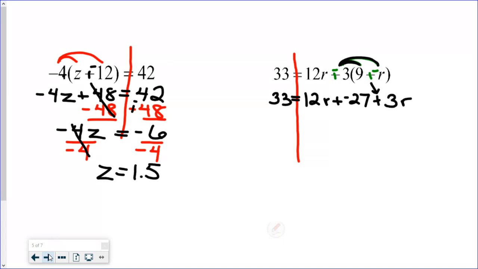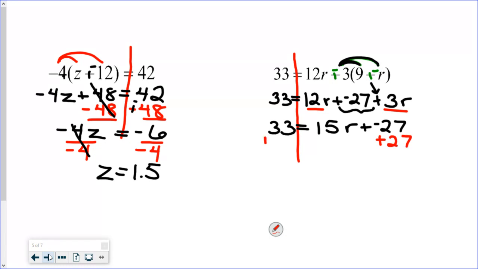Okay, this is a long one. Combining like terms, we end up with 33 equals, okay, 12 R's plus 3 R's is 15 R's. And that negative 27 just gets brought down. Okay, leave the R's, add 27. Because it's a negative, that's the only way it goes away to 0. Think about that. Okay, 33 plus 27, if you need your calculator, you go for it, is 60.